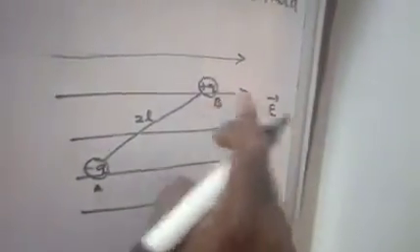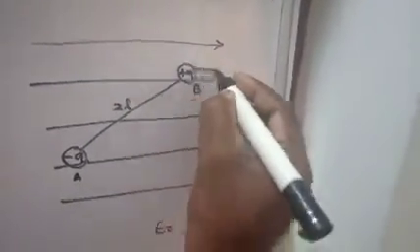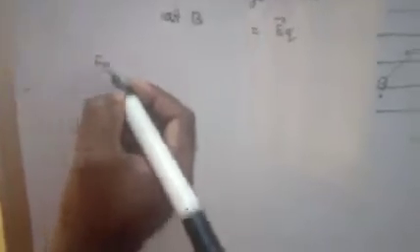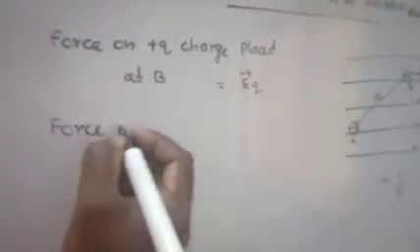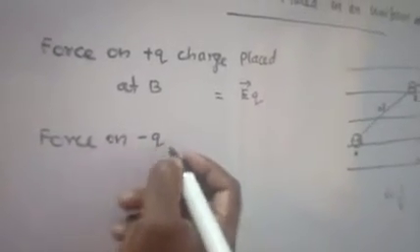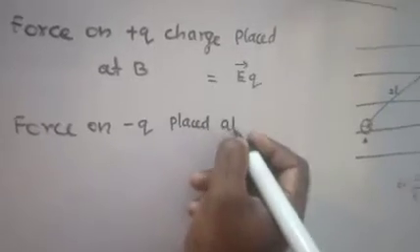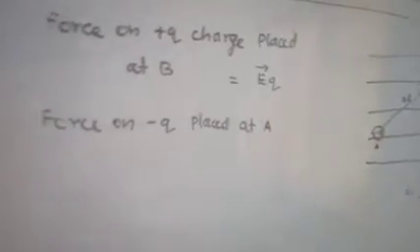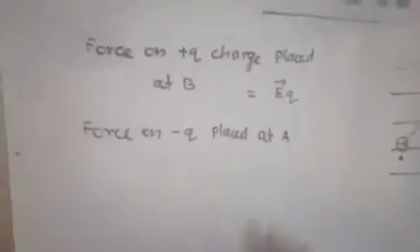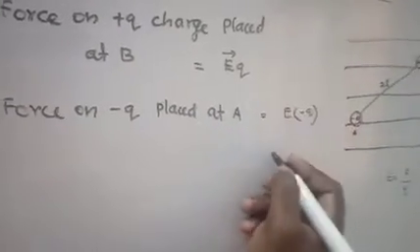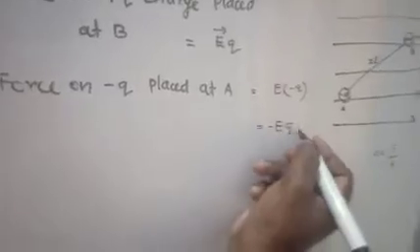So the force on plus Q is in the direction of E. This is the direction of EQ force. Similarly, minus Q also experiences force. The force on minus Q placed at A. How much will be the force? E into minus Q. So it will be minus EQ.